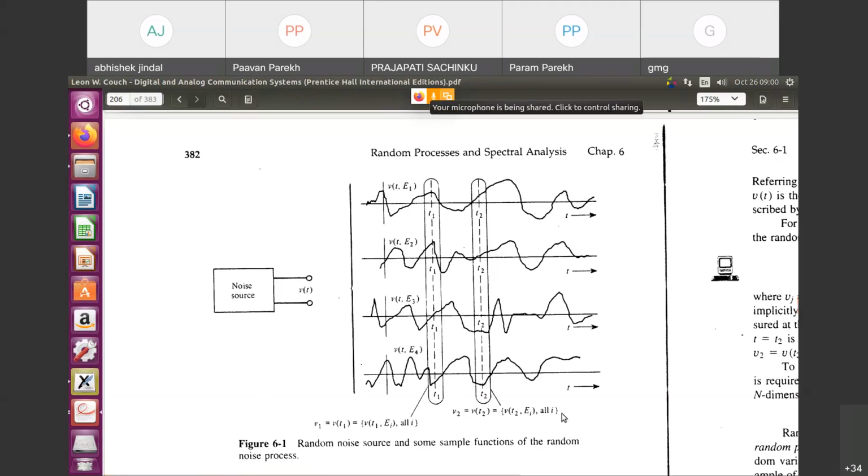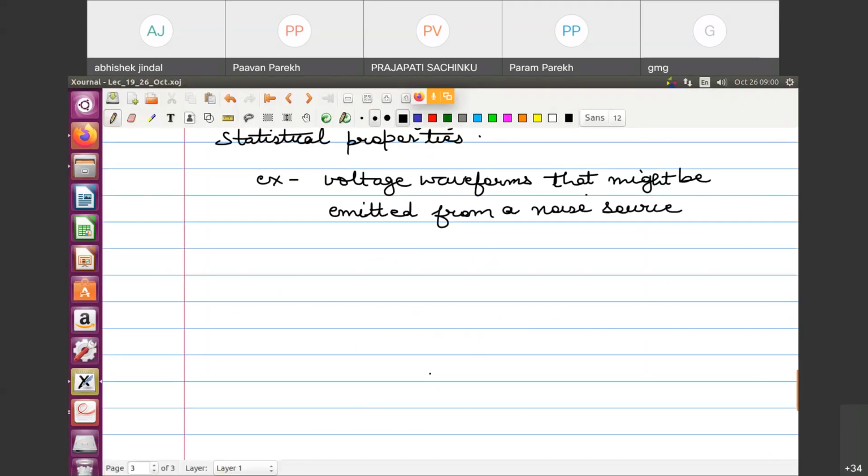Now, if you collect all these things, then you land up with all possible waveforms, and that is what we call an ensemble. It means you have created an ensemble. So this is the basic diagram. Okay.